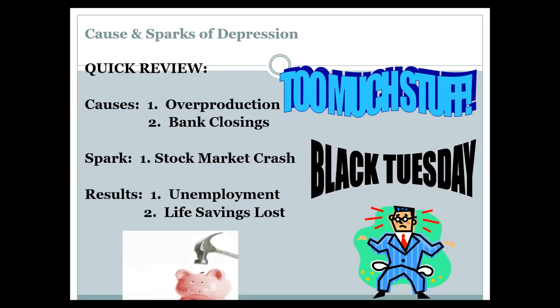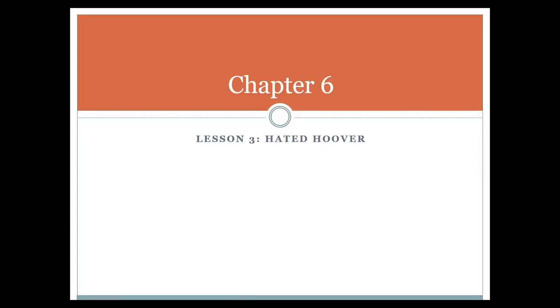So in conclusion here, there's two causes for the Great Depression: overproduction and bank closures. And then the spark, what reveals how bad the economic conditions were in the United States, was the stock market crash. All of these things put together lead to the Great Depression. Okay. The result, millions of unemployed Americans, upward of 12 million Americans, 1 in 4 Americans will be unemployed. Some of them, most of them will be jobless and homeless. And many Americans lose their life savings that they had wisely invested in the bank.